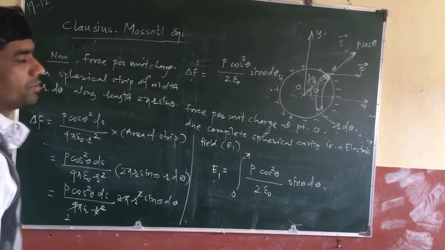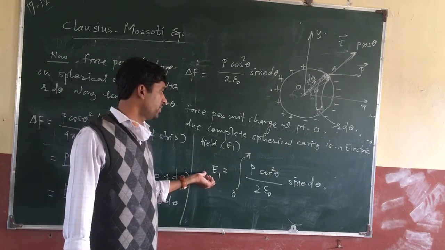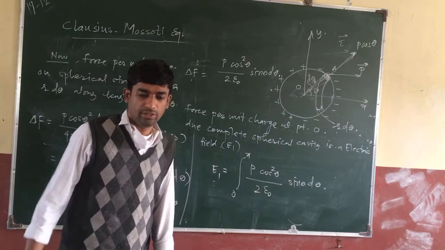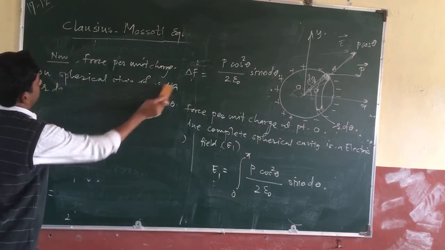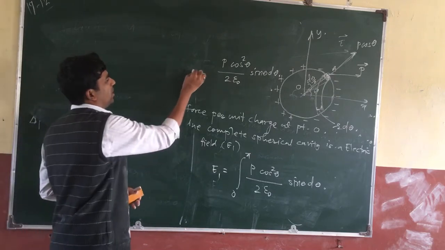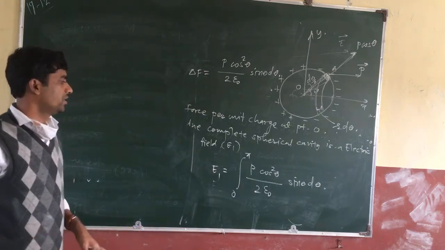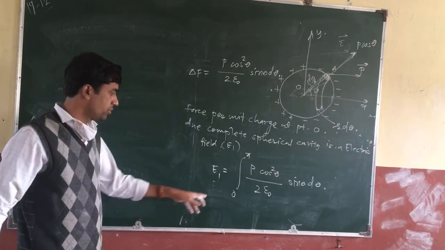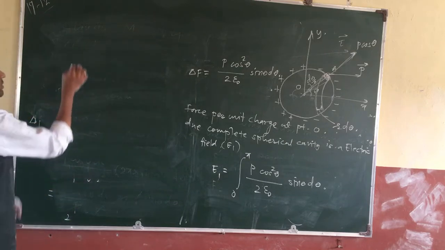So good afternoon students. So here we have obtained E1. E1 is equal to the integral from 0 to pi of P cos square theta divided by 2 epsilon naught, sin theta d theta. So going forward now, what we have to do is find out the Clausius-Mosotti equation. And in this equation we have gone through up to this equation E1. Now how will we get this E1?